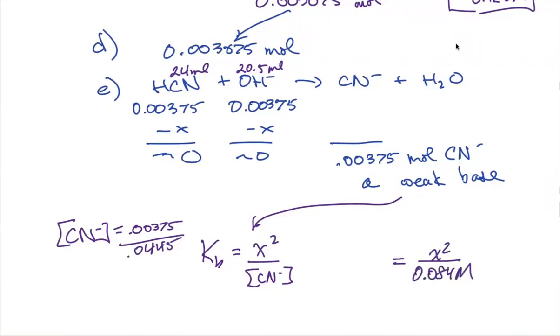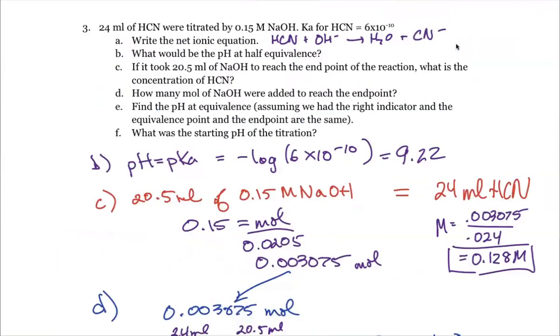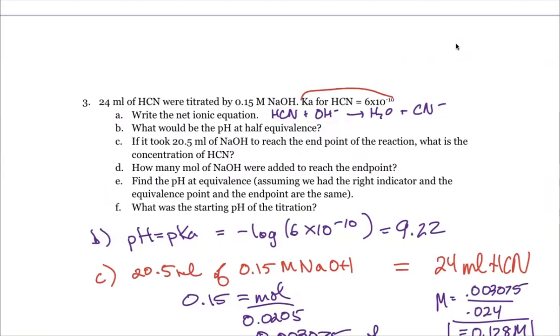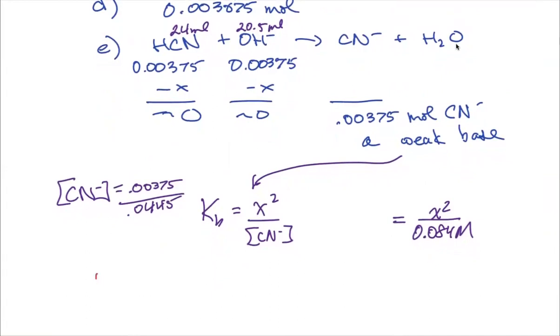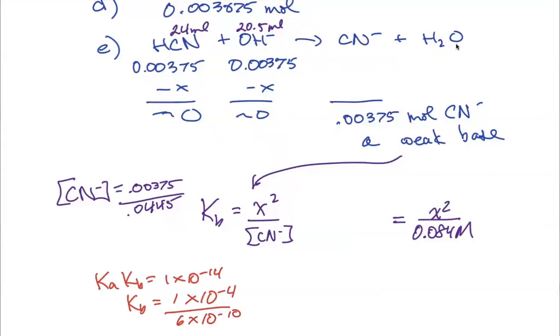Now I need Kb for CN minus. I don't think I was given it. I think I was given Ka for HCN. Yeah. So I'm going to use this to calculate Kb for CN minus. Ka times Kb equals 1 times 10 to the negative 14th. So Kb will equal 1 times 10 to the negative 14th over 6 times 10 to the negative 10th. 1e negative 14 divided by 6e negative 10, 1.67 times 10 to the negative 5th.